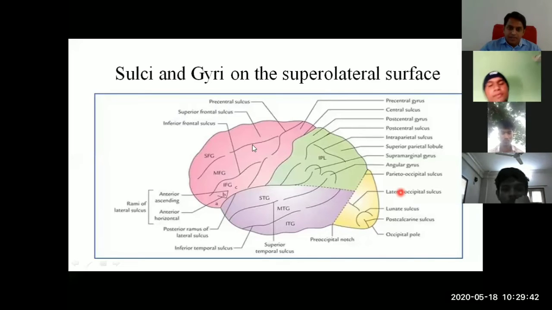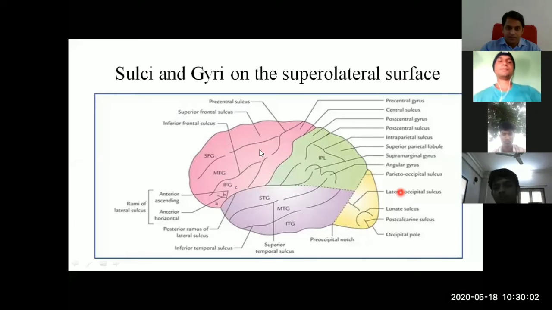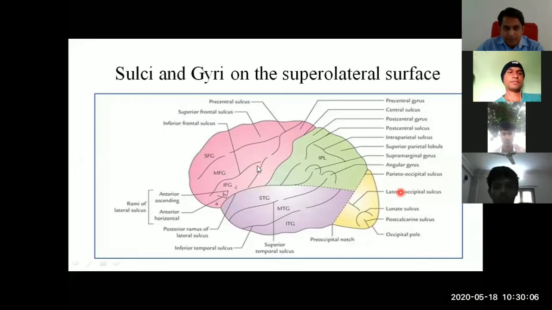Apart from this, the sulci and the gyri which are present on the frontal lobe are the two horizontally running sulci, the superior frontal sulcus and the inferior frontal sulcus, which divide this area into three gyri: superior, middle and inferior. Easier? So it's the superior frontal sulcus, inferior frontal sulcus, and the superior frontal gyrus, middle frontal gyrus, and inferior frontal gyrus.